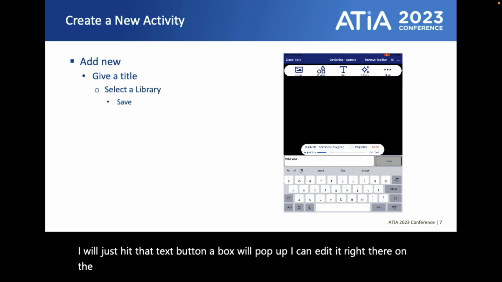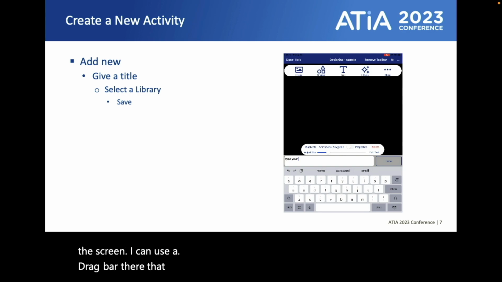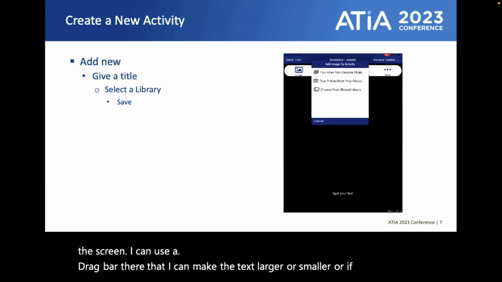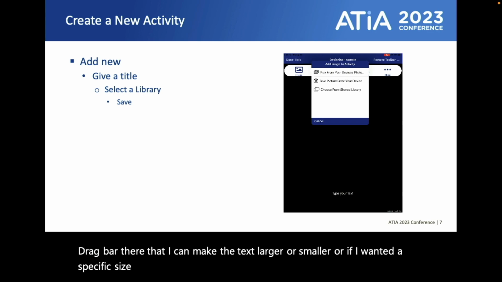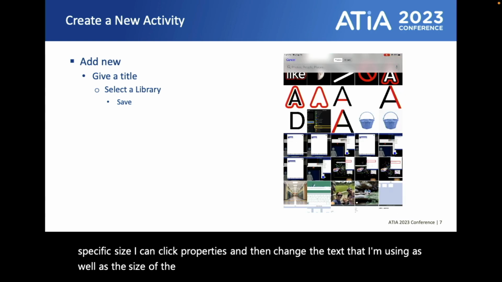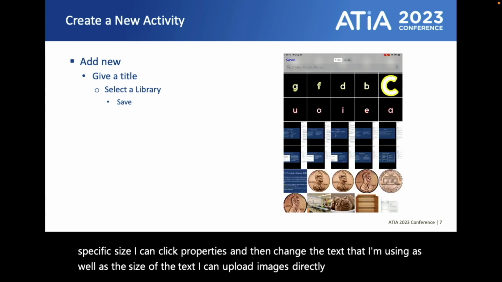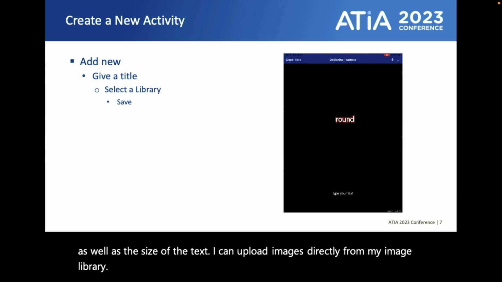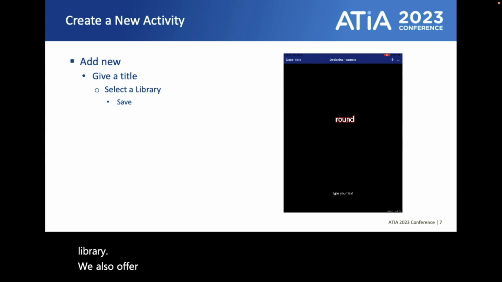I can use a drag bar there that I can make the text larger or smaller, or if I wanted a specific size, I can click properties and then change the text that I'm using as well as the size of the text. I can upload images directly from my image library. We also offer a shared library of activities that you can choose from too.